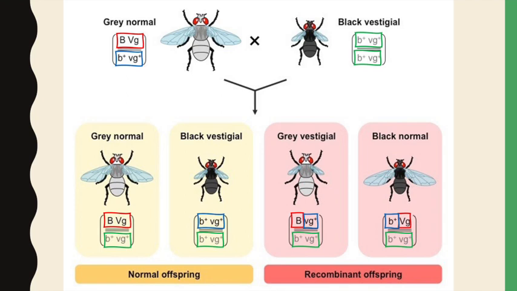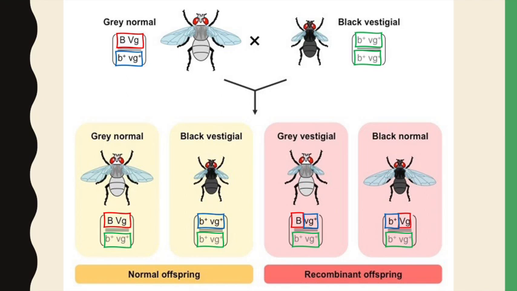Recombinants are particularly significant in understanding genetic inheritance and mapping genes on chromosomes. By analyzing the patterns of recombinants, scientists can determine the relative positions of genes on a chromosome, helping unravel the genetic basis of various traits.